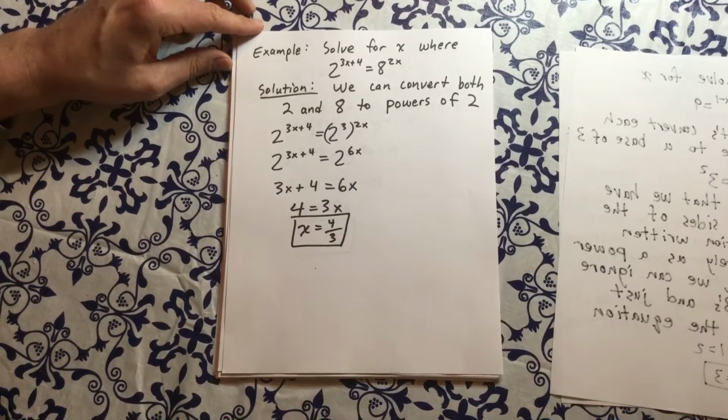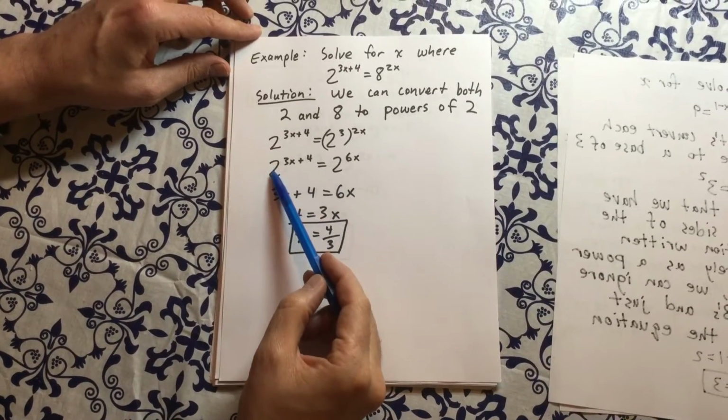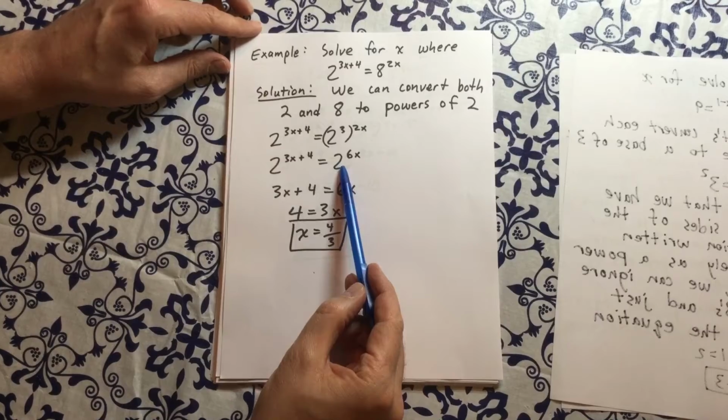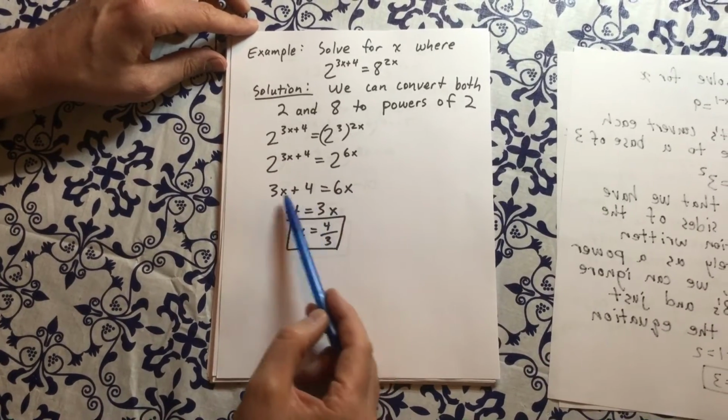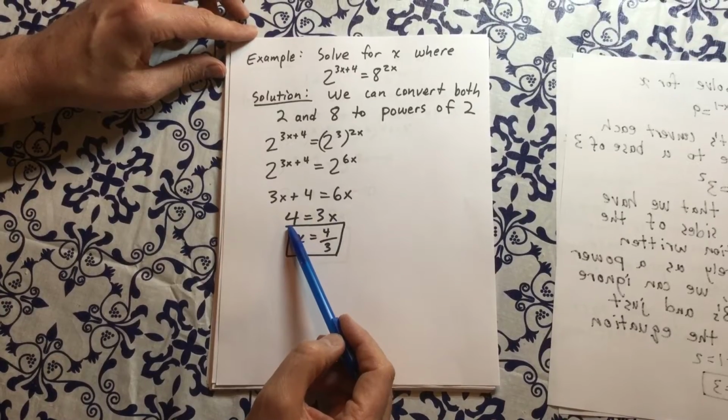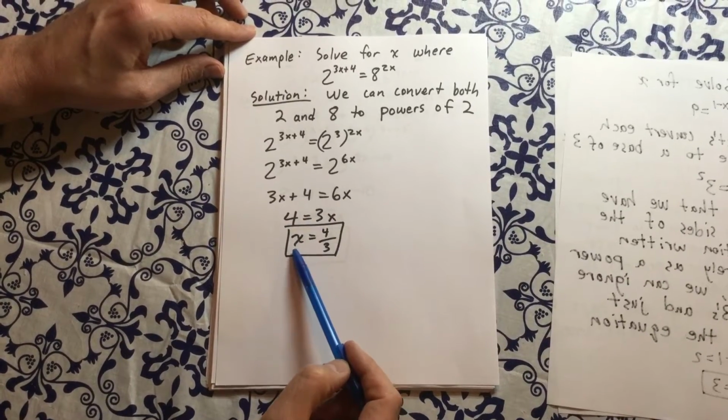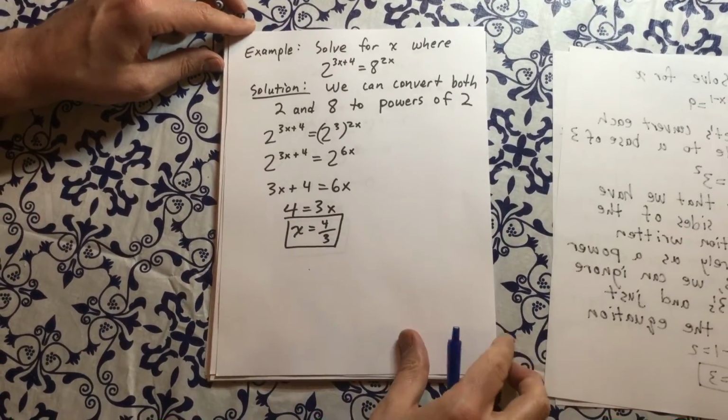Now that left side and right side are both entirely written as powers of 2, we can ignore those 2's and just set the exponents equal to each other. 3x plus 4 equals 6x, meaning 4 equals 3x, meaning x equals 4 over 3.